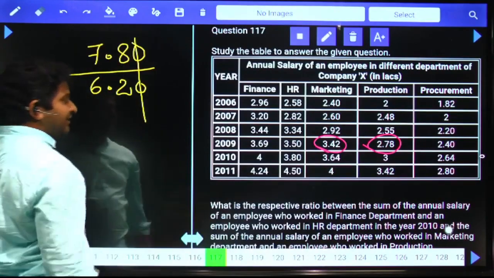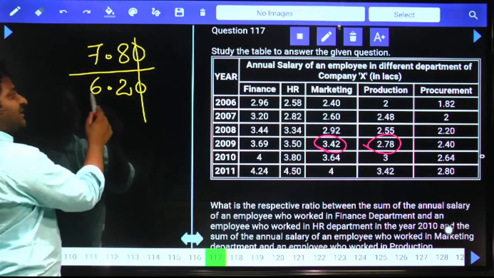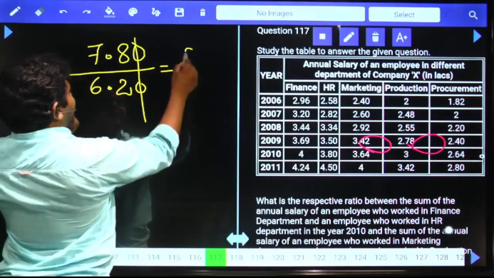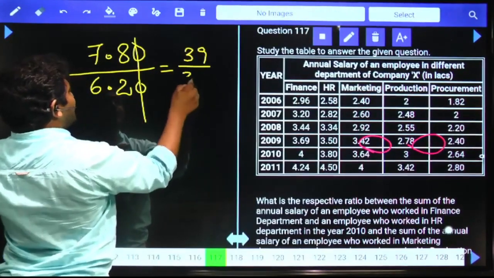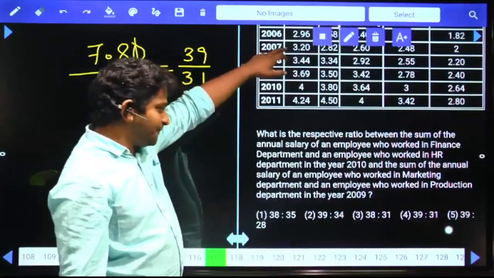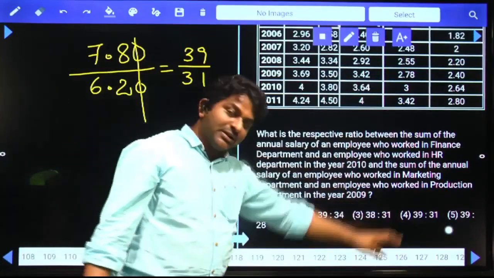0, 0 gets cancelled. You can treat it as 78 by 62. Cancellation with 2: 2, 39 times. 2, 31 times. 39 by 31. Fourth option is the answer.